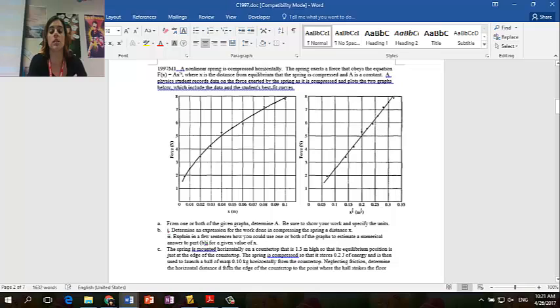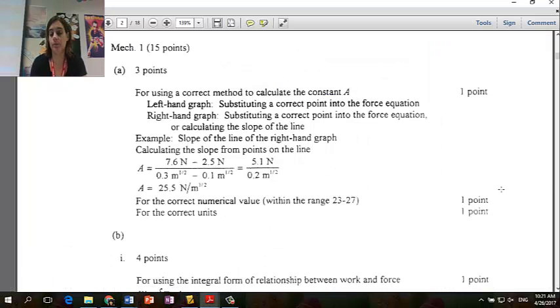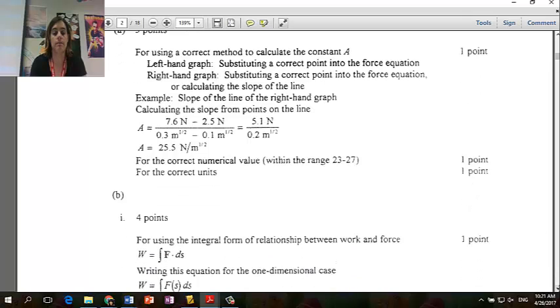Part B, you're going to determine an expression for the work done in compressing the spring a distance of x. Since this is a nonlinear spring, you can't just use force equals negative kx to plug into your work. Now your force is equal to ax to the 1/2. And you need to explain in a few sentences how you could use one or both of the graphs to estimate the numerical value that you find in the first part of the answer. So, part B.